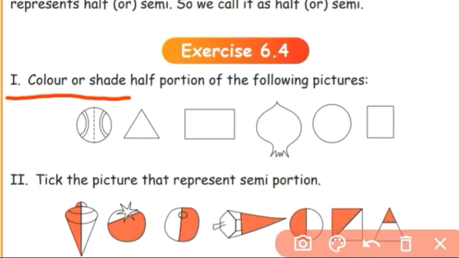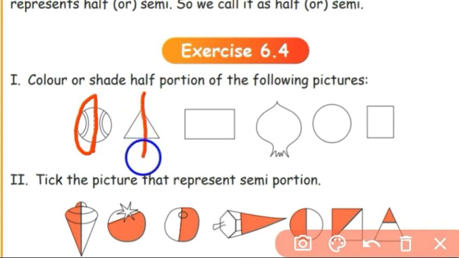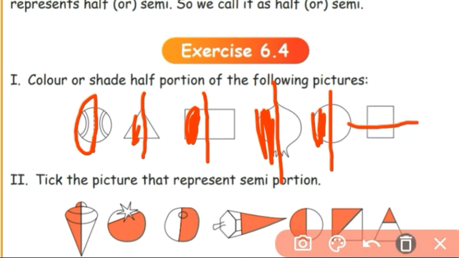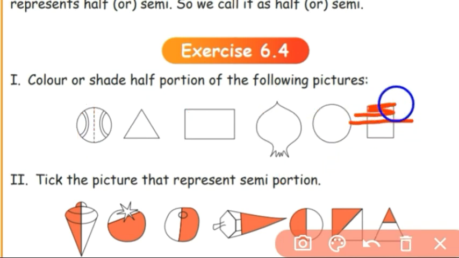See this exercise 6.4. Color or shade half portion of the following pictures. See, this is a half, so you have to shade this side. You have to color the half portion. This is a half, so you have to color this. 2 equal parts.